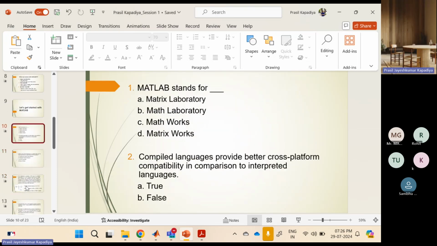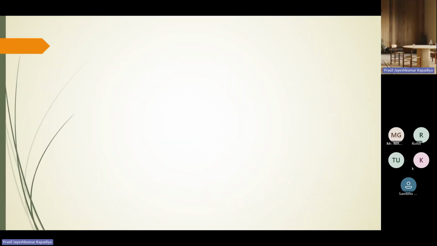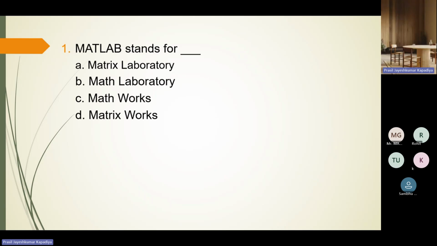Okay, let's take some examples. This is the first question. What does MATLAB stand for? What is the full form of MATLAB? I already told you in our slides. Matrix laboratory, correct. So the full form of MATLAB is Matrix Laboratory.